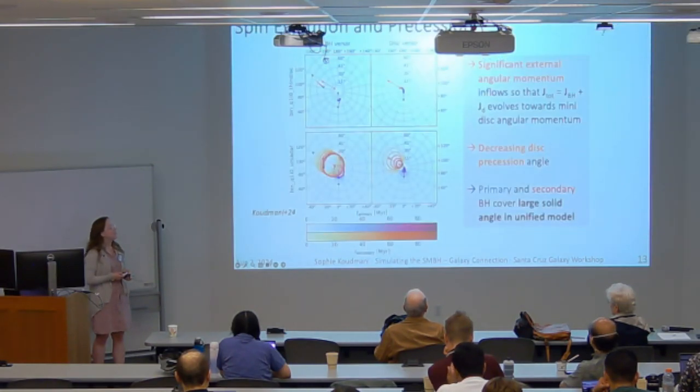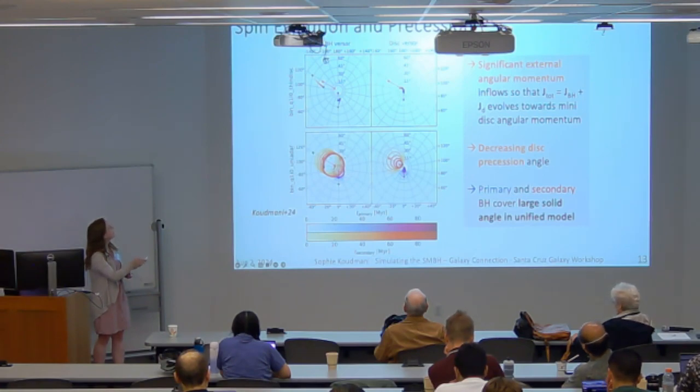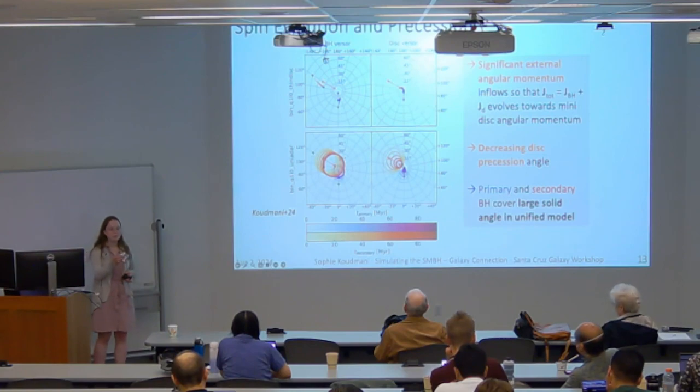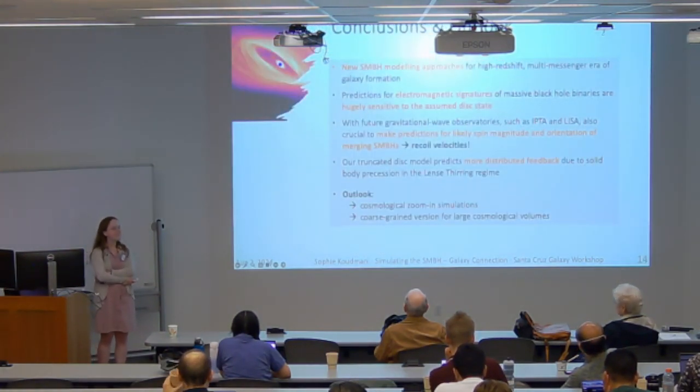Okay, and I will only say one more thing, which is that the disk precession is also very, very different, and that means that the black hole spin evolution is completely different. It covers a much larger solid angle if you compare the top panel against the bottom panel, and that then also means you would get more distributed feedback in the model. That's it. Thank you.